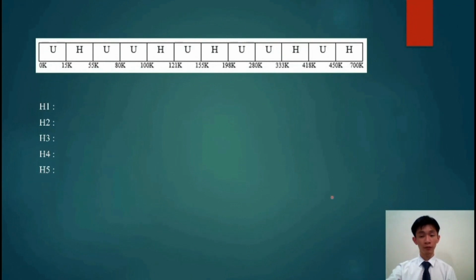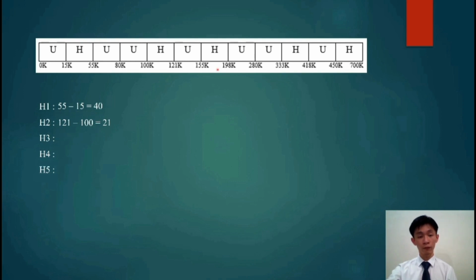Here is how we do best fit. The first thing we do is to calculate the limit for the holes. For hole 1, we get 55k minus 15k, and we get 40. And for hole 2, 121k minus 100k, and we get 21. This is the limit for hole 1 and hole 2.